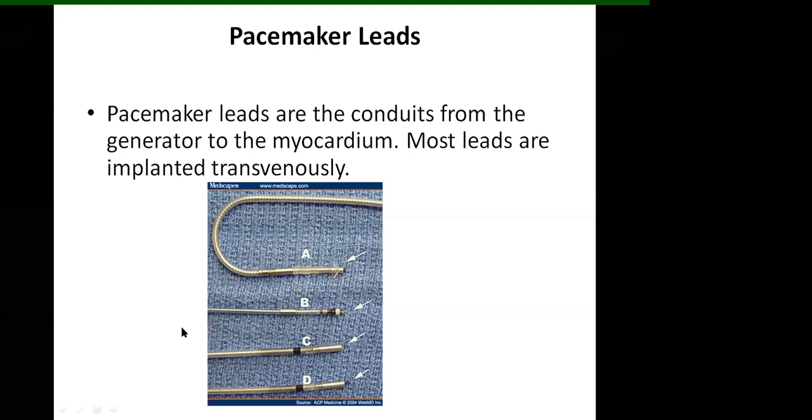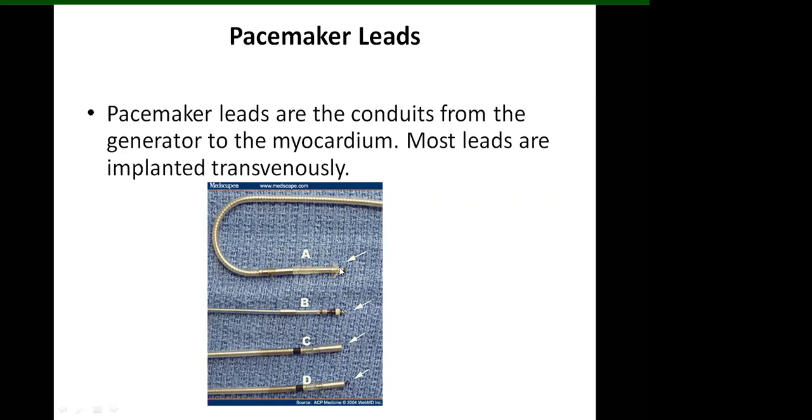The moment you put the lead into the atrium or the ventricle, this knob will hook into the trabeculae and fit into it. So the aim is that this tip gets into the myocardial wall, and these knobs get entangled into the trabeculae and it is stuck. That's the aim of using a tined lead.